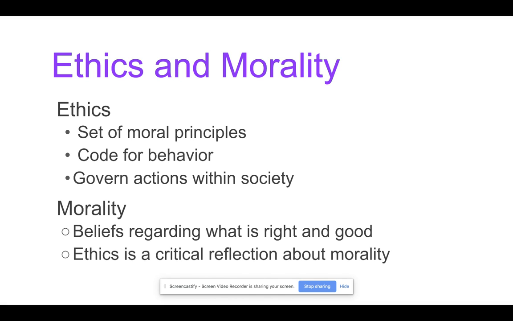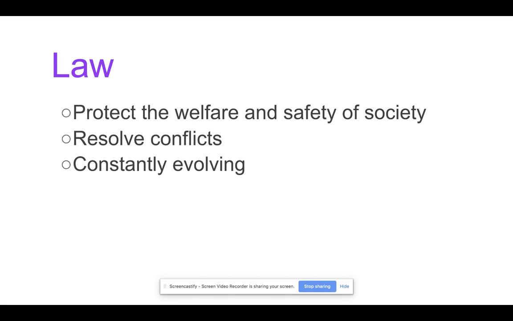Ethics is a critical reflection about morality, but they are two different entities. Just wanted you to be aware of that. When we talk about law, law protects the welfare and safety of society. It resolves conflicts, and it's constantly evolving.